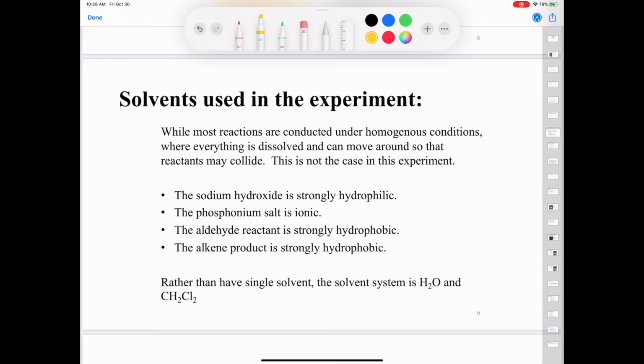The reason why is because sodium hydroxide is strongly hydrophilic, it's ionic. The phosphonium salt, benzyl triphenylphosphonium chloride, is also ionic. And when we have ionic compounds, we think of them as being soluble in water. On the other hand, the aldehyde is strongly hydrophobic, so it won't be soluble in water, and the alkene is also hydrophobic. Now, instead of having just a single solvent then, we're going to have to use a solvent system that includes both water and dichloromethane.